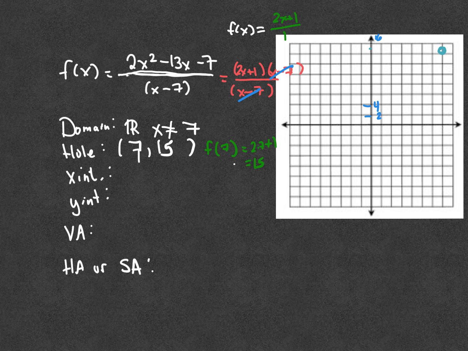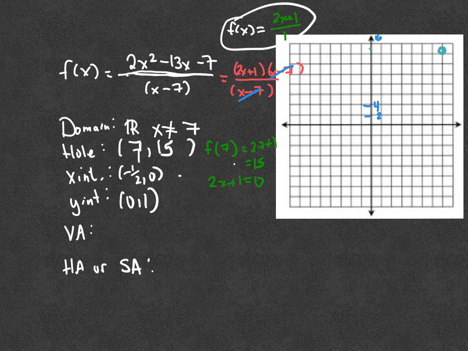Now our x-intercept is going to make the top 0, but the top is just 2x plus 1. So setting that equal to 0, that's going to get us negative 1/2. So my x-intercept is negative 1/2, 0. The y-intercept, and again, I'm just plugging into this function. The y-intercept, plugging in 0, is 1. So 0, 1.